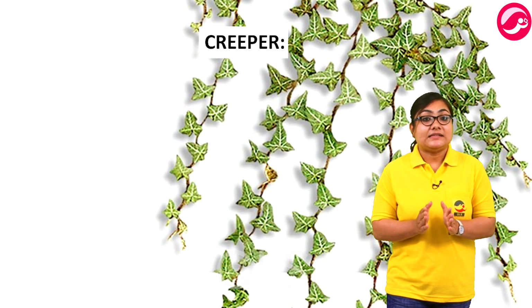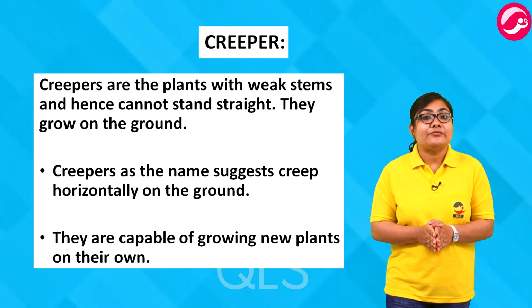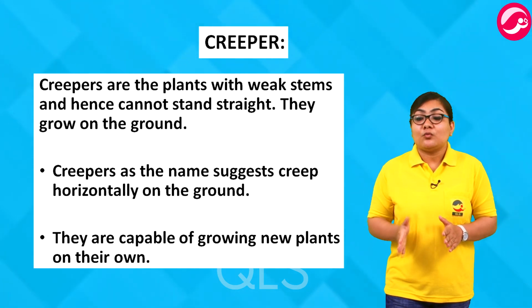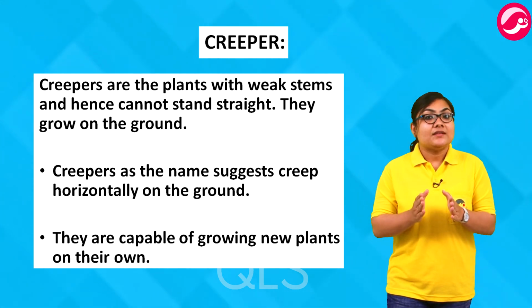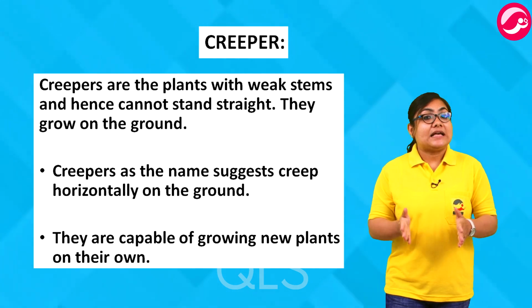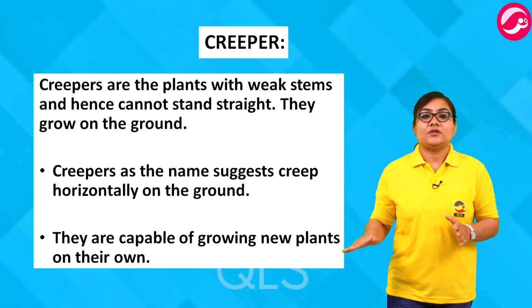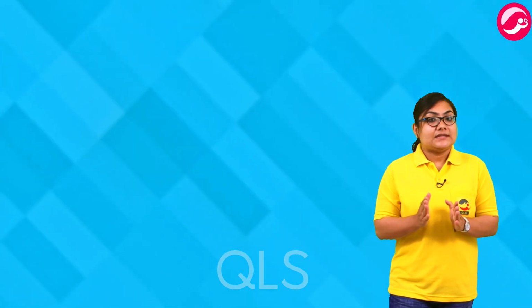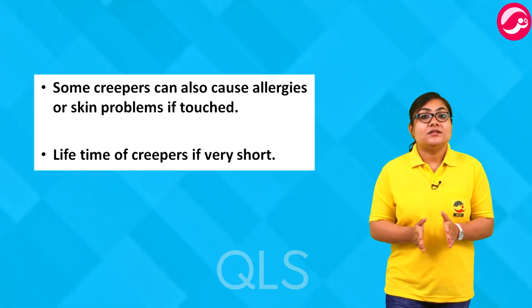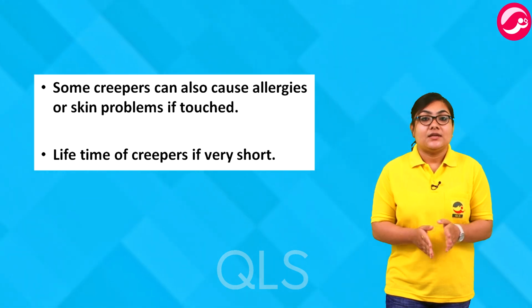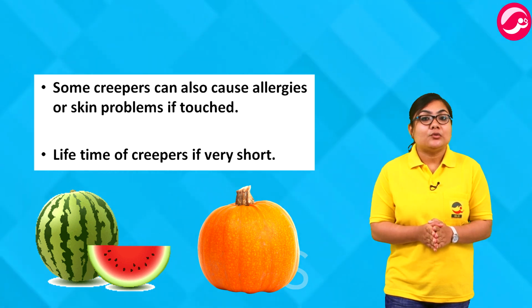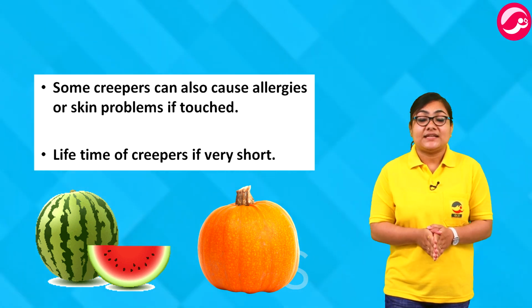Fourth is a very special class of plant, that is creeper. Creepers are the plants with weak stems and hence cannot stand straight. You will never see a creeper standing upright. They grow on the ground. Creepers, as the name suggests, creep horizontally on the ground. They are capable of growing new plants on their own. Some creepers can also cause allergies or skin problems if touched. Lifetime of creeper is very short. Examples of creeper include watermelon plant, pumpkin, etc.